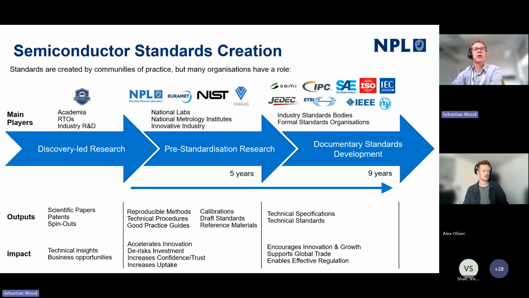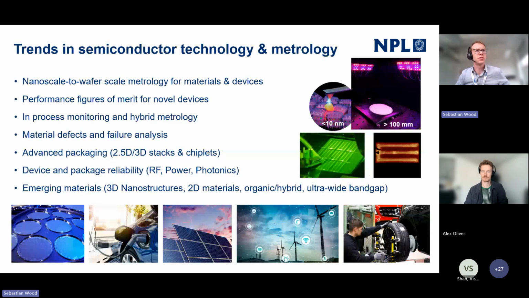So obviously, if you want to get to the end of that diagram, you need to start at the beginning. And so a piece of work that we've undertaken at NPL over the last couple of years has been to do stakeholder engagement within the UK national semiconductor industry and academia, but also internationally, in order to understand what the needs of industry are now and in the near future, so that we can start doing the pre-standardization research and the discovery-led research to meet those needs. I won't take you through all of that process, but just one slide to give you a sense of the priorities that have emerged.